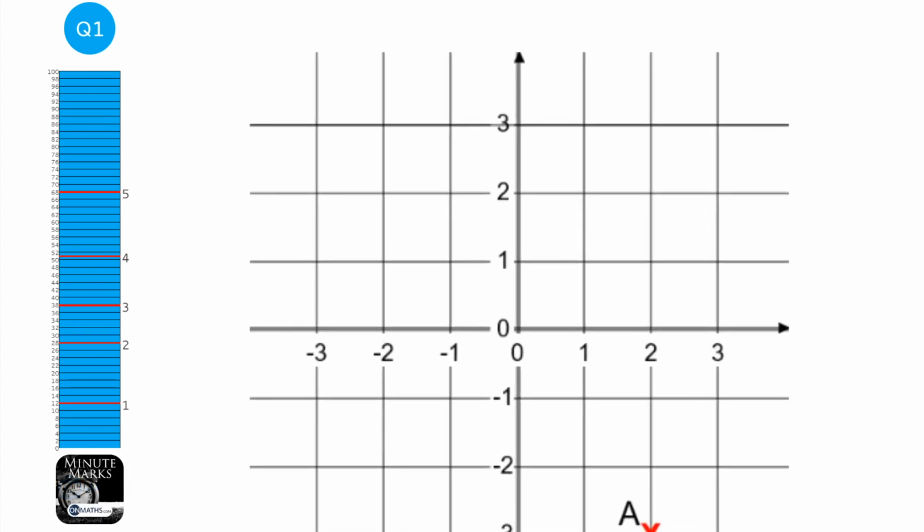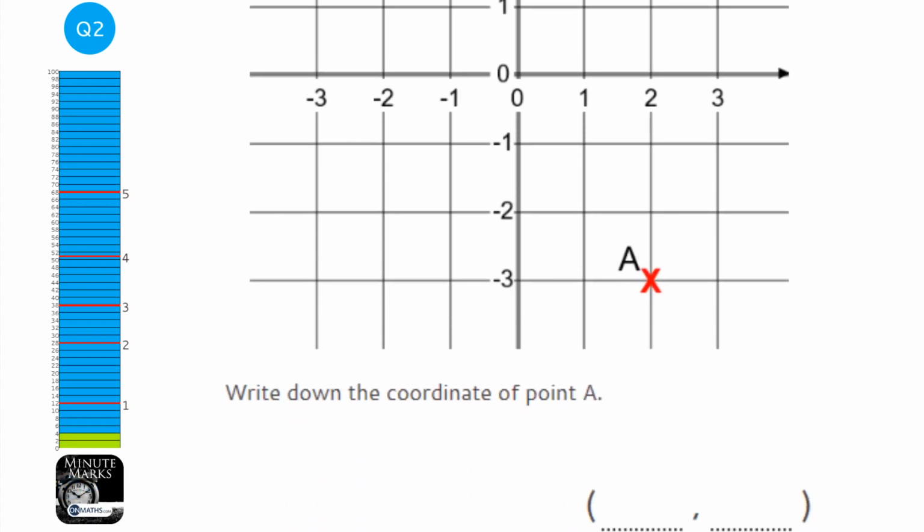So to find a coordinate, it's really simple. There's only one mistake really that people make. The first thing to do is find out what the x coordinate is. So the x coordinate is 2, and so the first coordinate is 2. Then find out what the y coordinate is. So the y coordinate is -3.